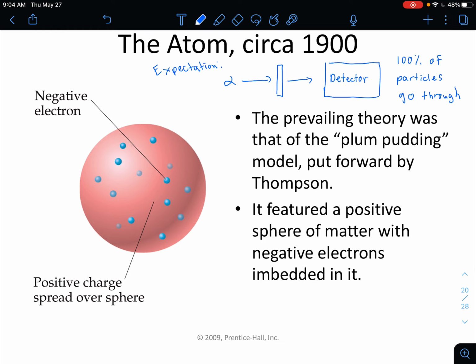So essentially, they did this experiment that I'm describing: alpha particles through a sheet of gold foil with a detector directly behind it, expecting to see 100% of the particles go through. Well, that's not what happened. The majority of them went through and hit the detector, but there were some that they could not account for.